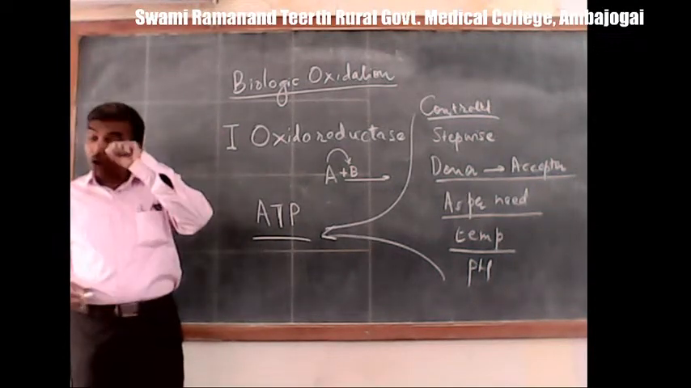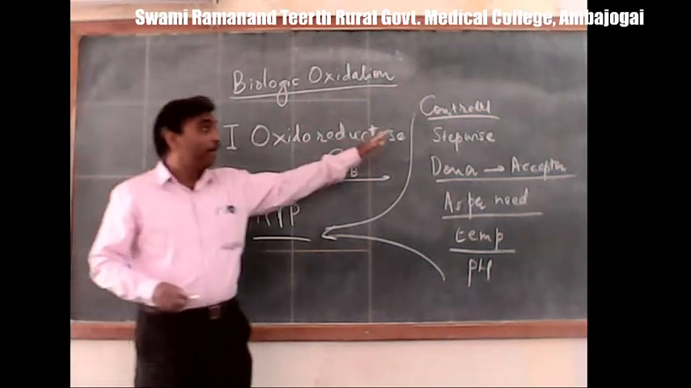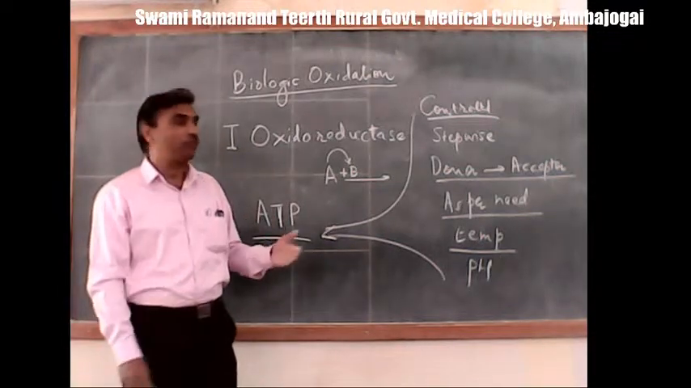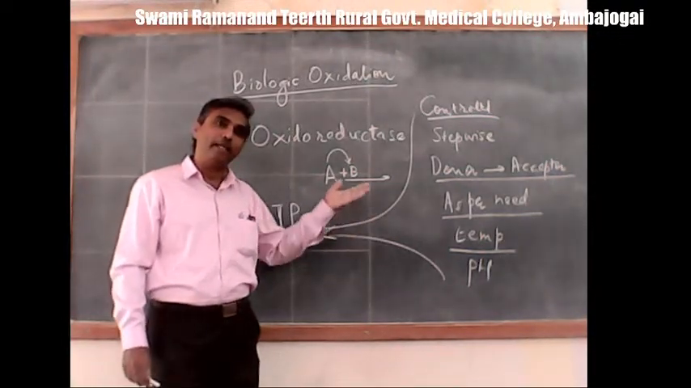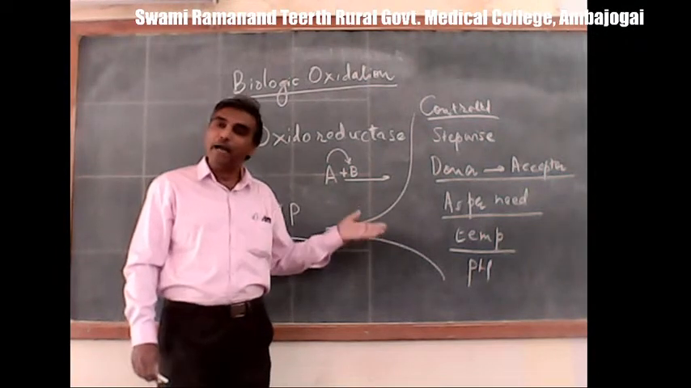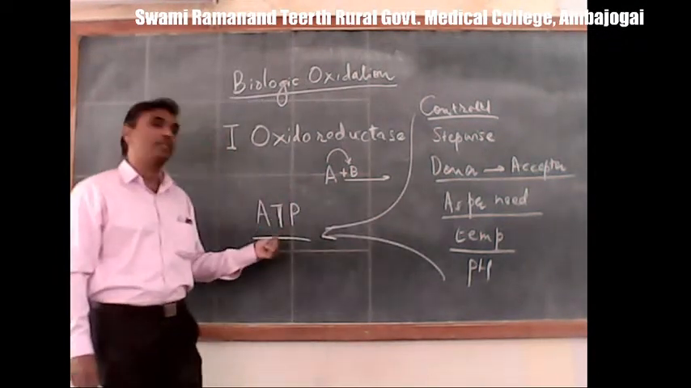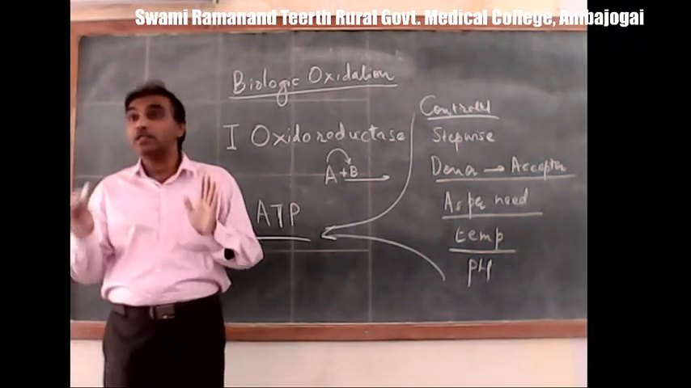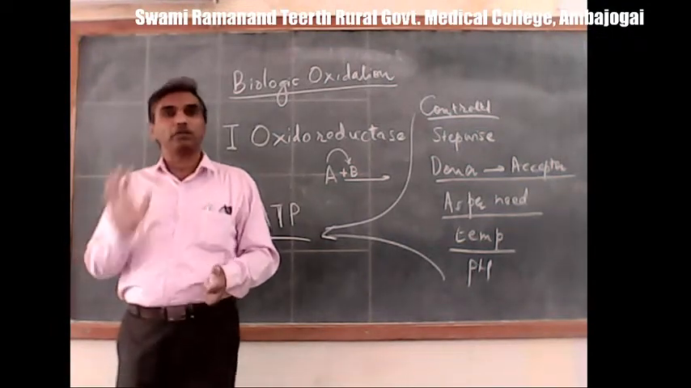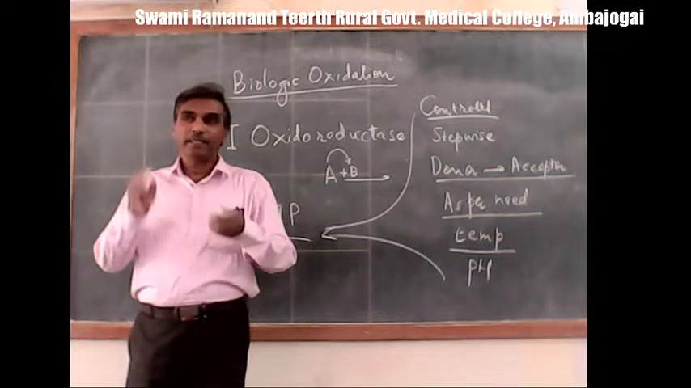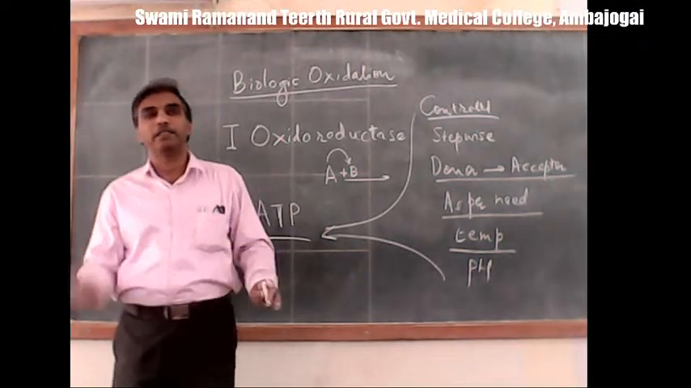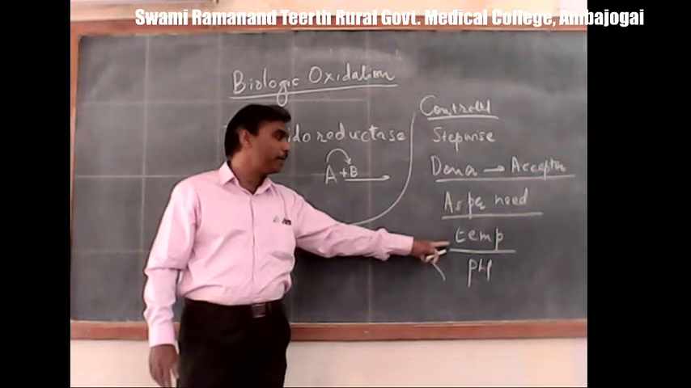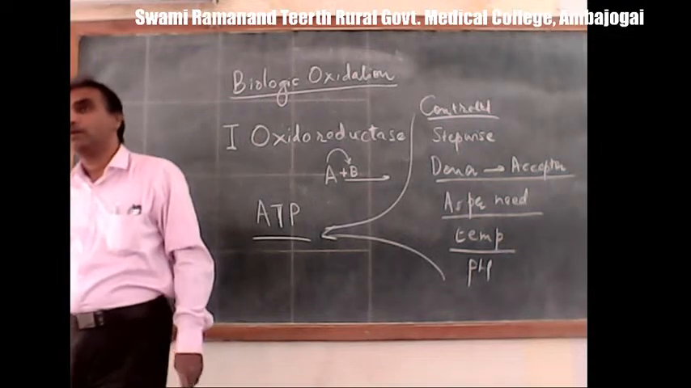So oxidation occurring in a biological system in a controlled stepwise manner where electrons are passed from donor to acceptor as per body need at body temperature and body pH, most of the time for the synthesis of ATP or maintenance of body temperature or other reactions. This is a comprehensive definition of biologic oxidation. It is simple: oxidation occurring in the biological system, controlled, stepwise, from donor to acceptor, as per need, at body temperature and body pH. Okay?